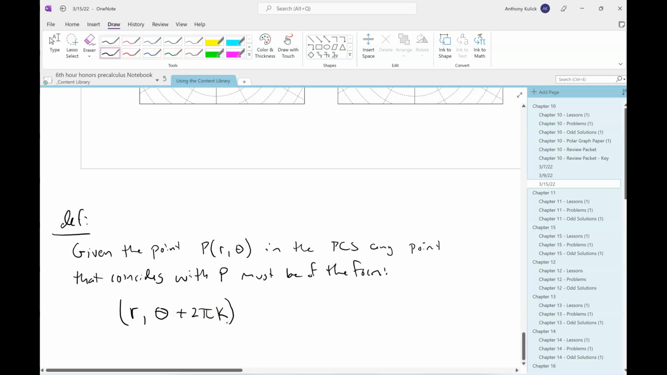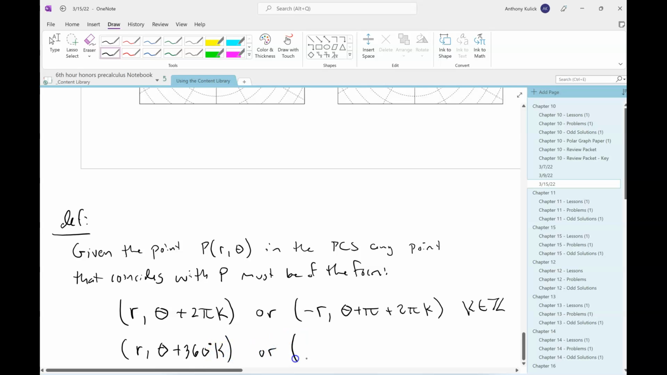So we have the things that are the same point, or the same radius, but the angle is coterminal, right? Or we have the things where the radius is the opposite sign. We flipped it across and worried about the things coterminal to it. And then obviously we could make the same argument if we're talking about degrees.